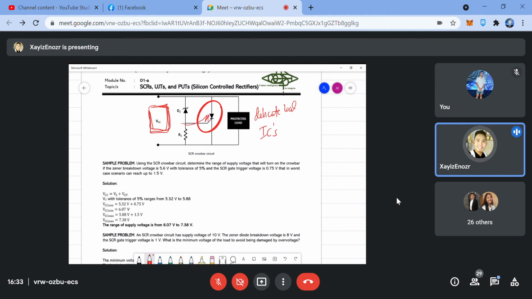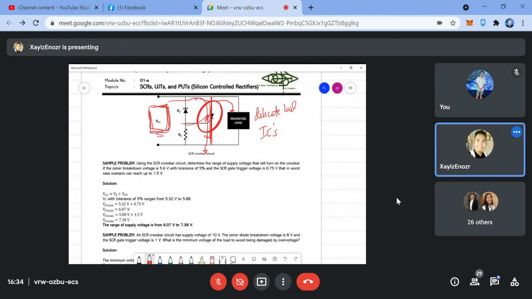Pag na-turn on si SCR, ibig sabihin, mag-short circuit lang si SCR. Ibig sabihin, yung kuryente mo, hindi tutuloy kay load. Tutuloy siya sa ground kasi shorted to. So, yun yung kahalagahan ng SCR crowbar circuit, para maprotektahan yung mga sensitive loads natin from overvoltage. Kasi pag wala yung SCR dito, once na nag-overvoltage yung VCC mo, sira agad to.